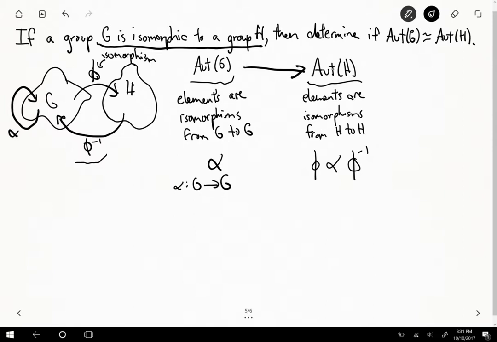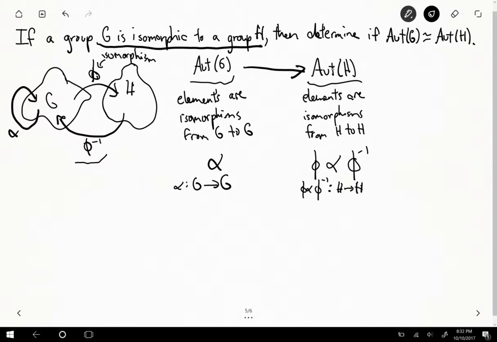Right? Okay. And so this map, we started in H, went across, did a maneuver, an automorphism in G, and then we moved back with that isomorphism back to H. So notice we started in H, finished in H. So this is phi alpha phi inverse, but notice when we read this, we start with this phi inverse, then alpha, then phi. That's our function composition. This maps H to H, which is good, right?